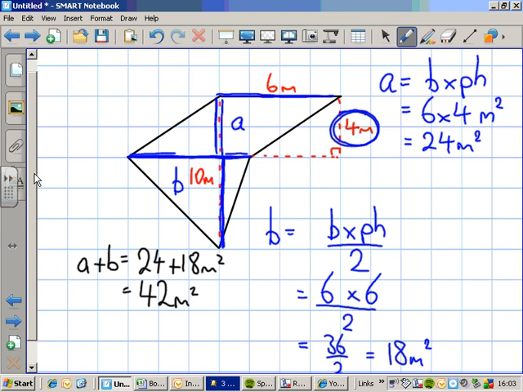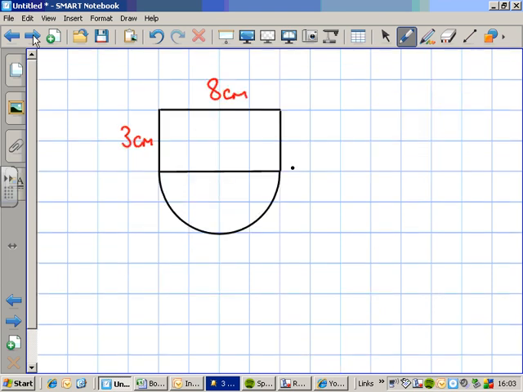Just write down the formula for each shape, make sure you find the dimensions carefully, and really nothing could be easier, could it? Let's just do one more example. Here is a shape, I've already divided it up for you because I'm lovely. It's a rectangle on top of a semicircle, that's right.